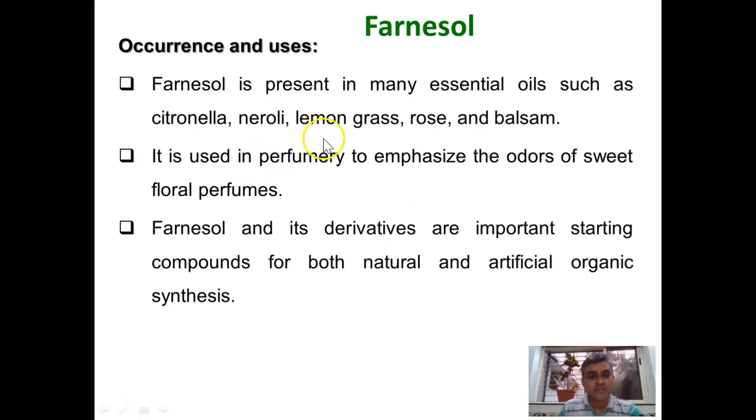Now let us see from where we get the farnesol. Farnesol is present in many essential oils such as citronella, neroli, lemongrass, rose and balsam. It is used as a perfumery compound.